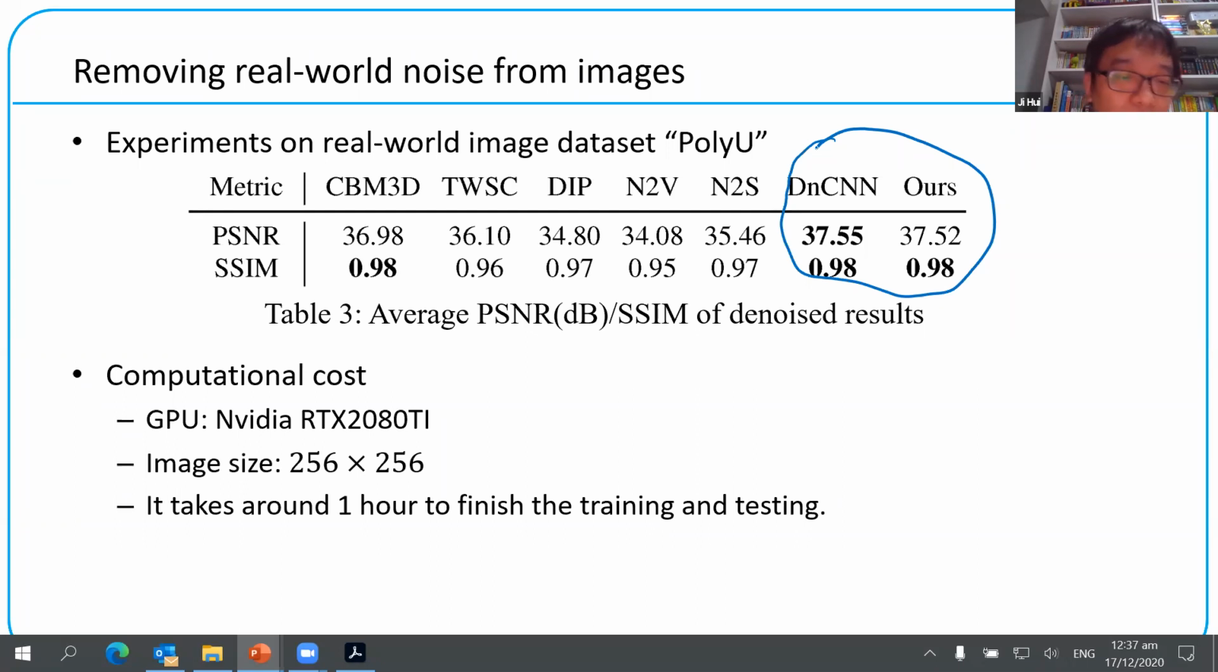All right, but one issue is the computational cost, because you have to train the network for each particular image, which makes it somewhat slow. If you want to process an image of size 200 times 200, then it takes around 1 hour to finish the whole training and testing. That's a cost.